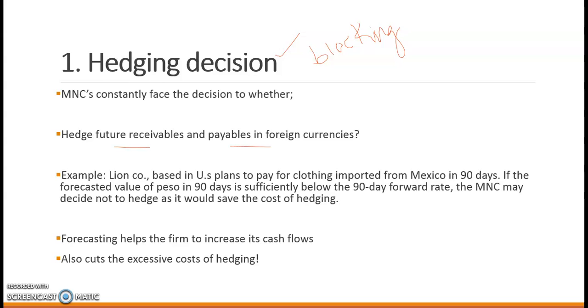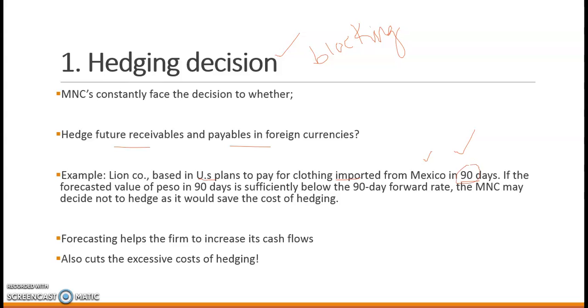And there is an example to make you understand better how hedging can be done, and if we are not hedging it, how forecasting can help us reduce our cash outflows. Suppose there's a company which is based in the US, and it plans to pay for clothing that they have imported from Mexico in 90 days. You know that firms buy and sell on credit terms; this is about the business, this is about accounting that we have learned. So the payment period is 90 days, of course.